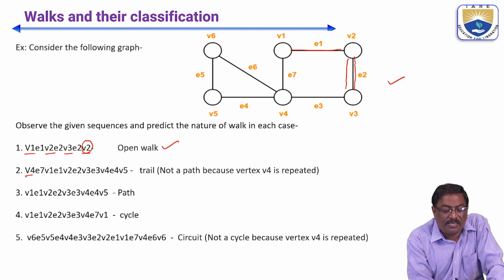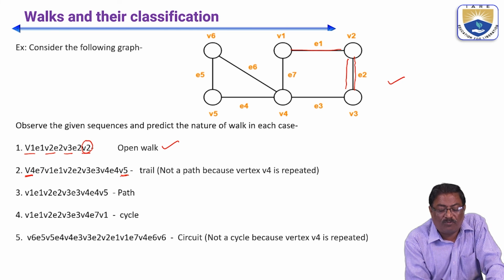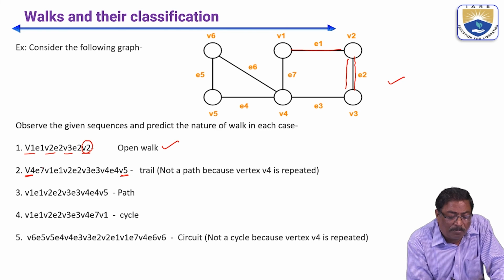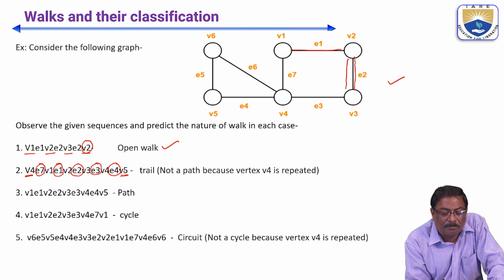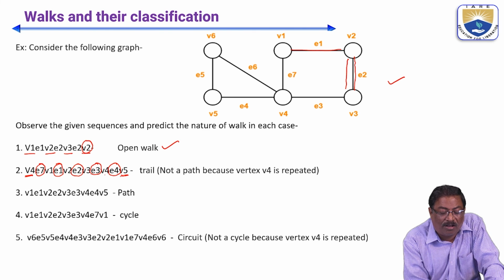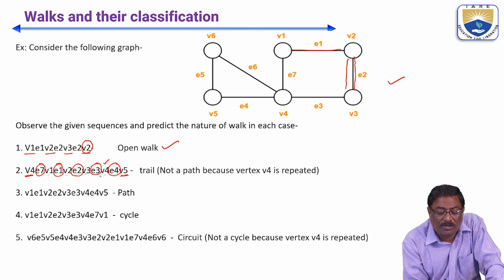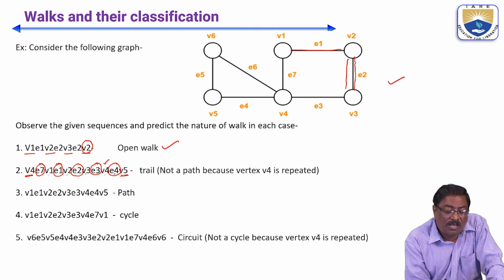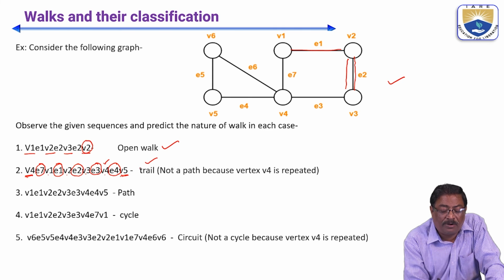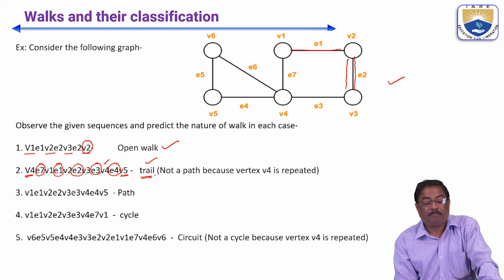And now see here V4 to V5. If I consider the edges E7, E1, E2, and next E3 and E4, all the edges are different and all the vertices in between are different. Of course vertex V4 is repeated and the other vertices are not repeated. So it is an open walk, and since vertices are repeated, it will become a trail.